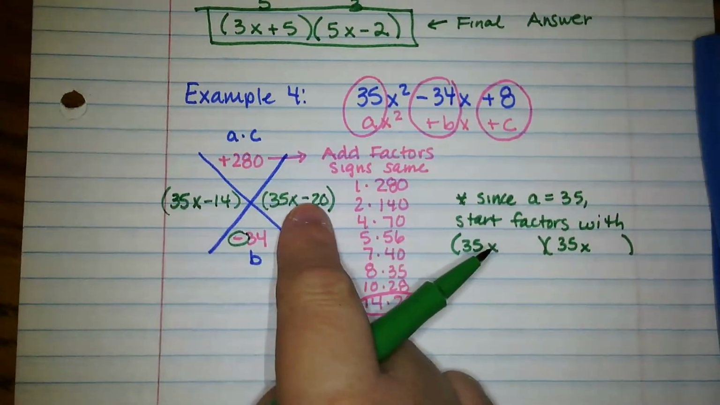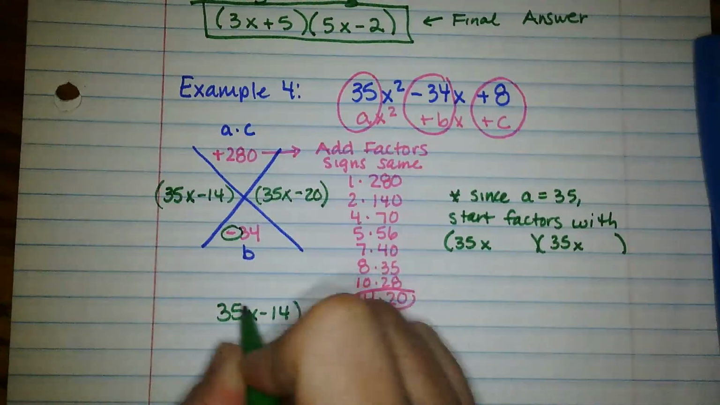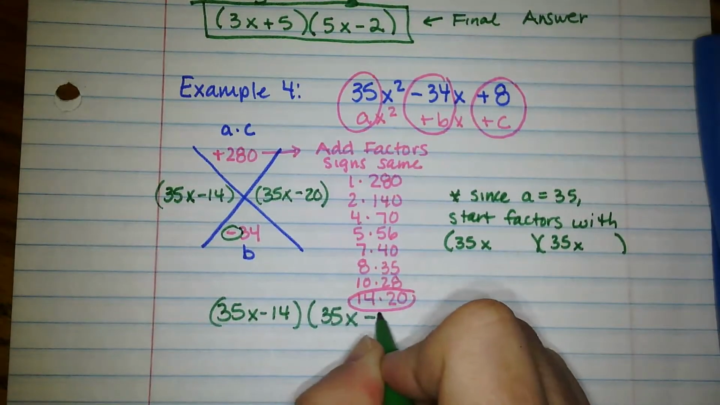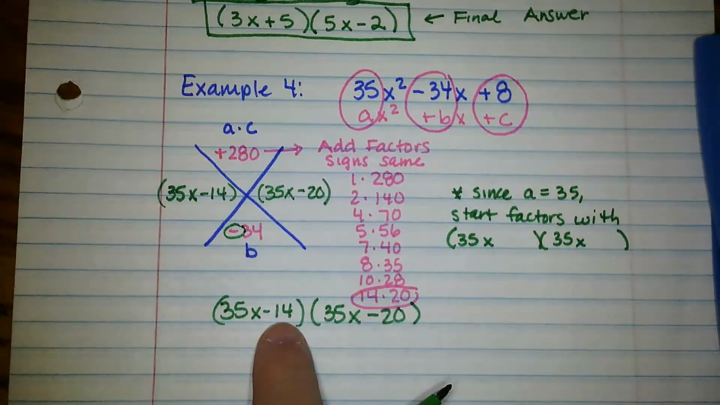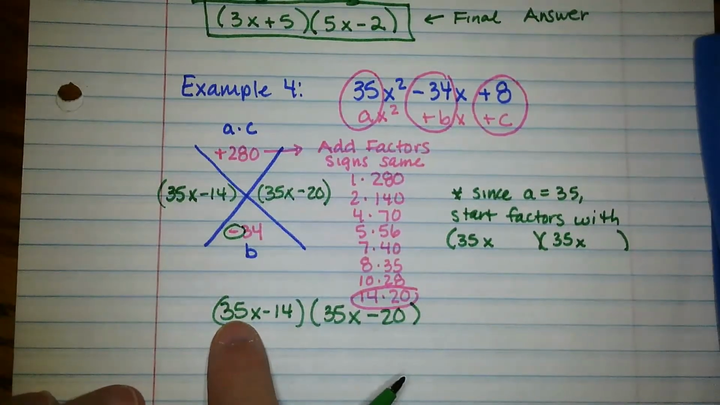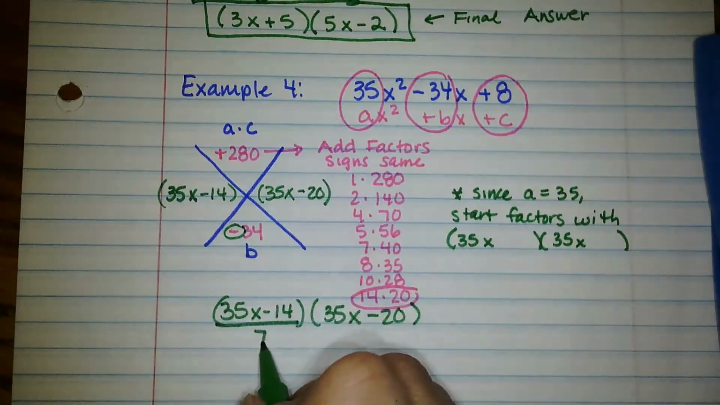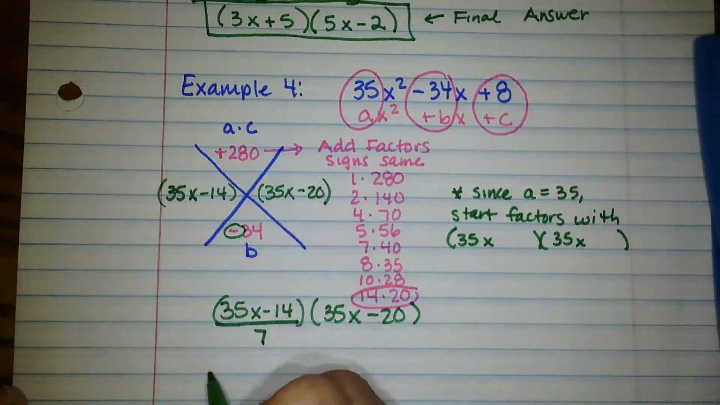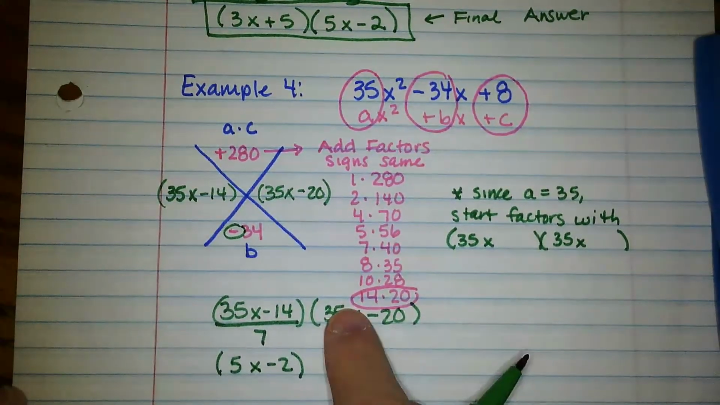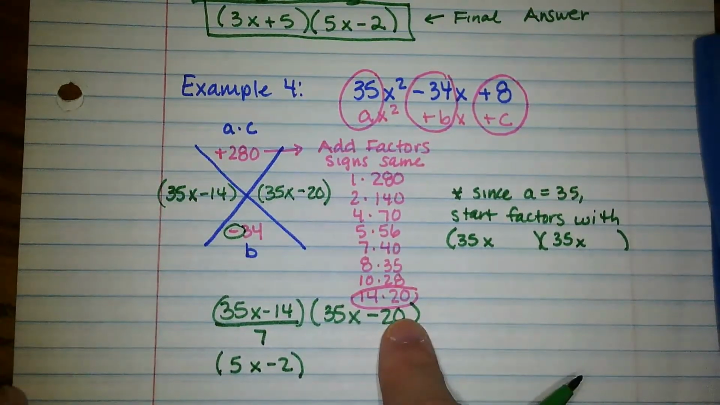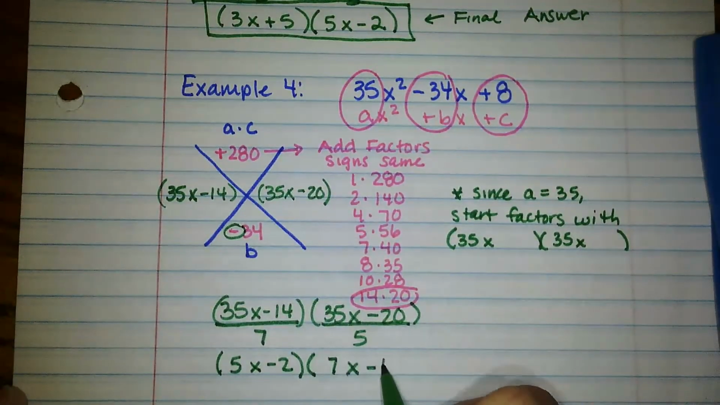So remember, this is not the final answer. You got to bring it down and work on it. So we're going to bring it down, 35x minus 14 and 35x minus 20. Now, we have to look and see, does 35 and 14 have a common factor? I know that 35 is 7 times 5, and I know 14 is 7 times 2, so they both have a 7 in common. So I'm going to divide both of those by 7, and that's going to give me 5x minus 2. 35 and 20 both have a common factor because this one ends in a 5 and this one ends in a 0, so you can divide both of these by 5. This is going to give me 7x minus 4.